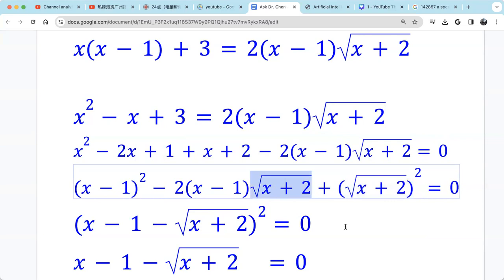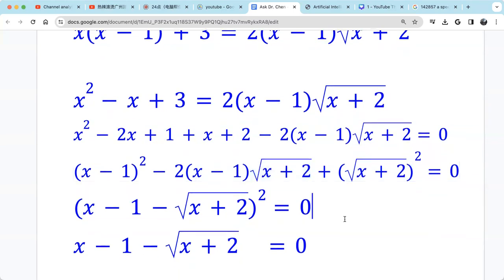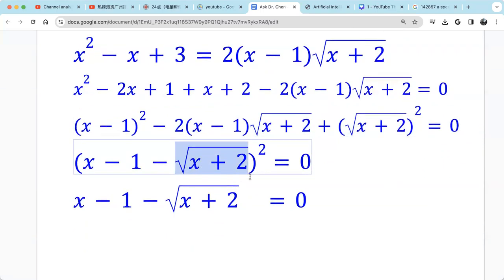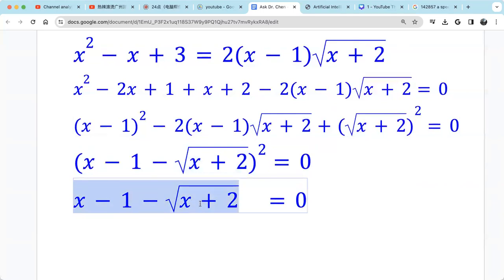Do you see what we have manufactured? We manufactured a perfect square. So the first term is x minus 1. Second term is the square root of x plus 2. And the operation is a subtraction because the middle term is negative. So we have x minus 1 as one term, the square root of x plus 2 as one term. So we made this perfect square. So perfect square equals 0, that means it has to be 0 itself, because square term is at least 0.